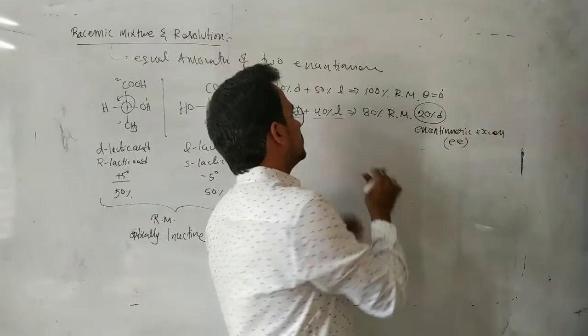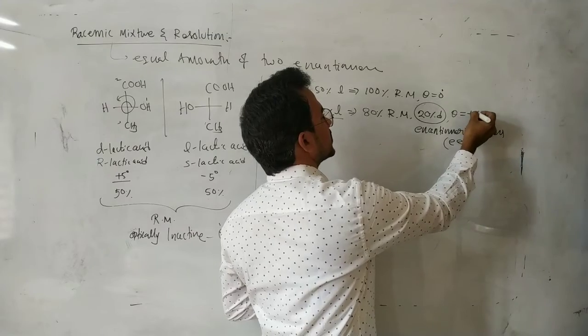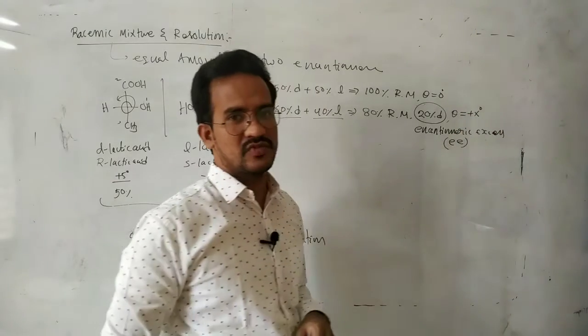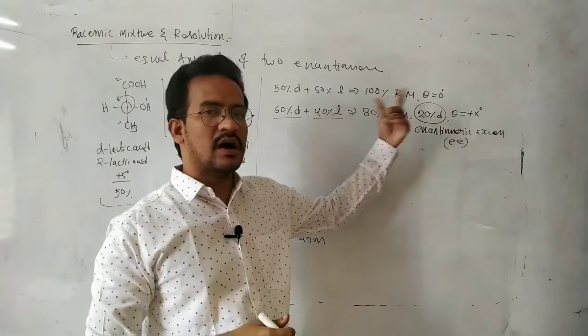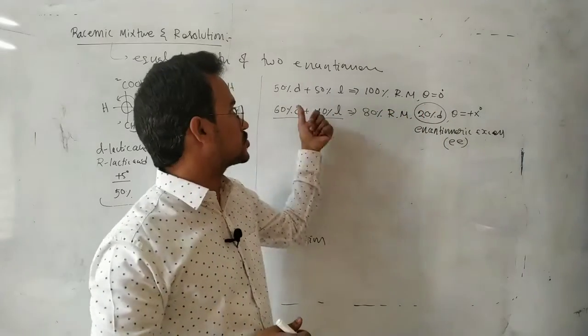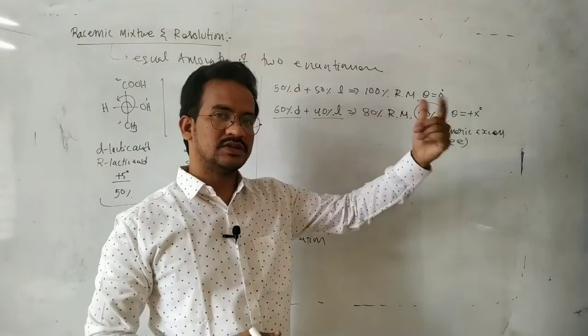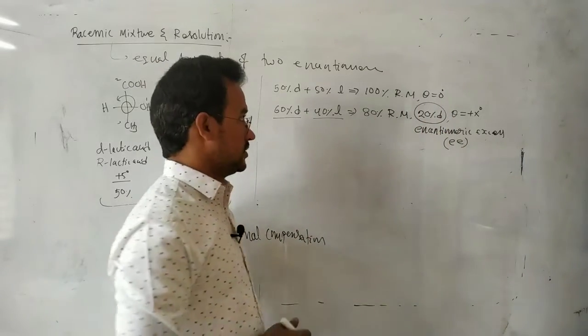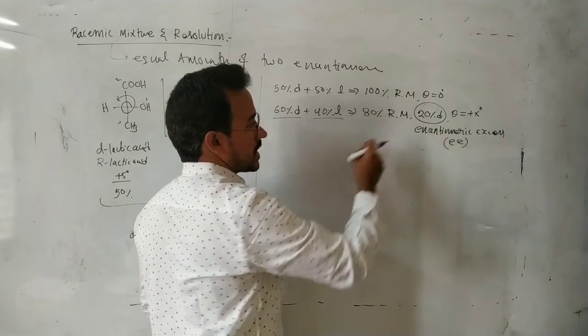Now for this mixture the optical rotation is not equal to 0; its optical rotation is plus x degrees, of course some value. The rotation of this mixture is in a clockwise direction because the 20% extra dextro isomer is present. So 80% is racemic mixture, and the remaining 20% is the enantiomeric excess. So this mixture is optically active because of the 20% extra enantiomer.